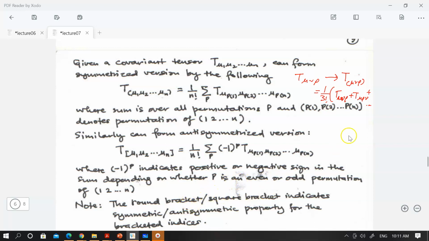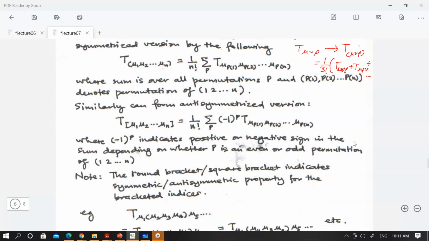The same thing can be done also for the case of an anti-symmetrized version. The difference between the notation of the symmetrized one, this is a round bracket, this is a square bracket. And how you do the totally anti-symmetrized case is, again, you consider all the sums of the permutations of the indices, but for each permutation, you have to see if it's an odd permutation, then you give it a minus sign. If it's an even permutation, then you give it a plus sign. Okay, and then you sum it over, and then you normalize it by 1 over n factorial.